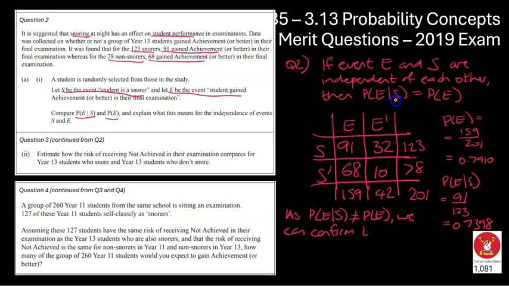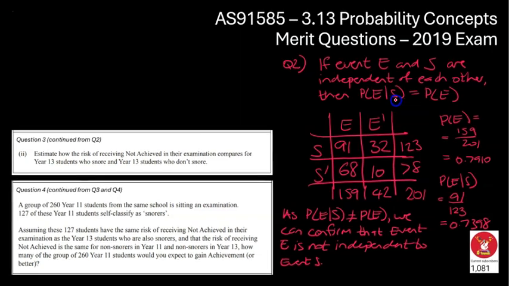that event E is not independent to event S. So that means there's something going on there. There's some kind of relationship between the variables. One influences the other ever so slightly.